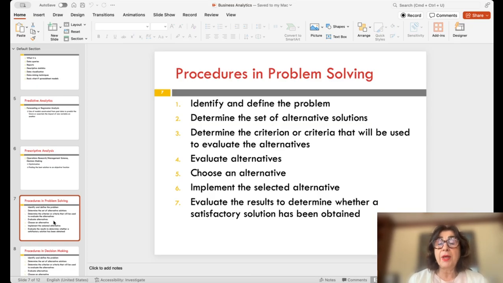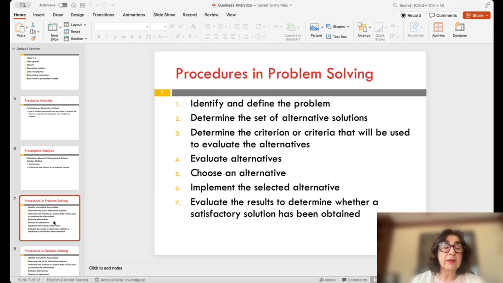And then the next step is to implement that selected alternative. And once you implement, you have to go back and evaluate the results of that alternative that you have implemented to see if it was a satisfactory solution to the problem that you had. So these are the 7 steps in problem solving.